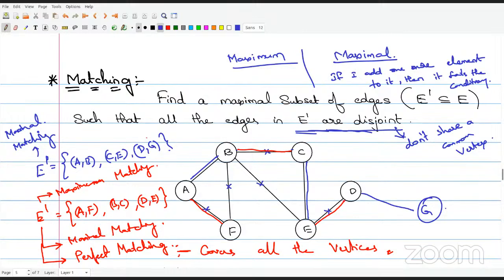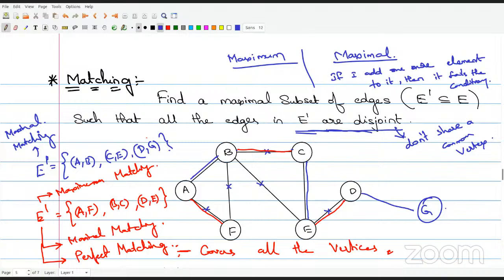Okay. So the cardinality of the maximum matching will be the largest. You cannot have a matching which has more edges than the maximum matching. But for the maximal matching, it may not be the case. It may not be the maximum. For maximal matching, even though you have only 2 edges, if you try to add one more edge, that will fail the given condition. That will not be the maximum, that will be the maximal.